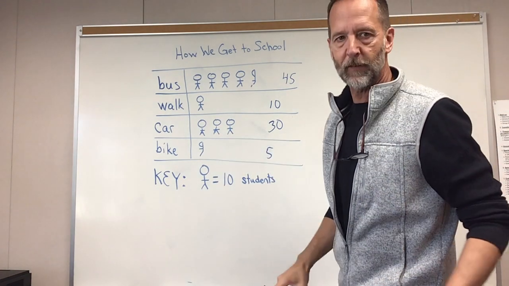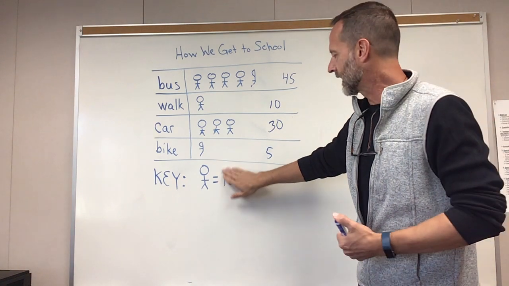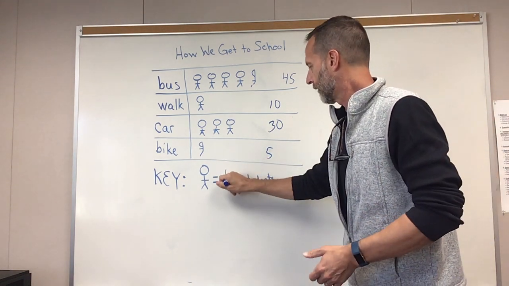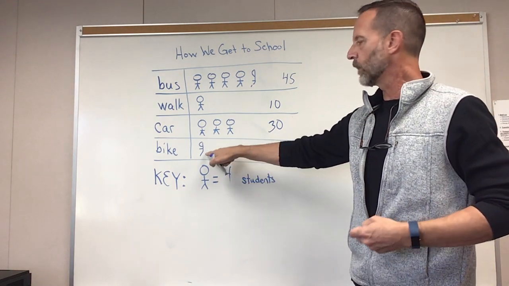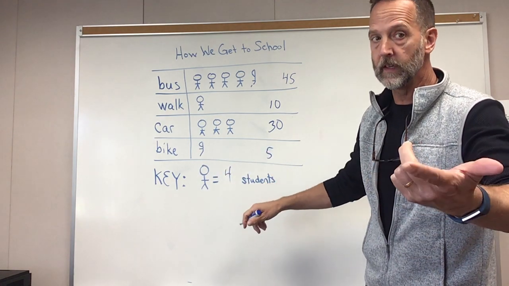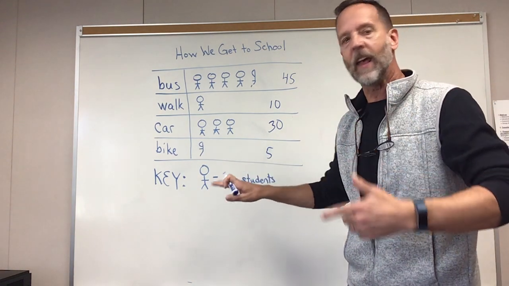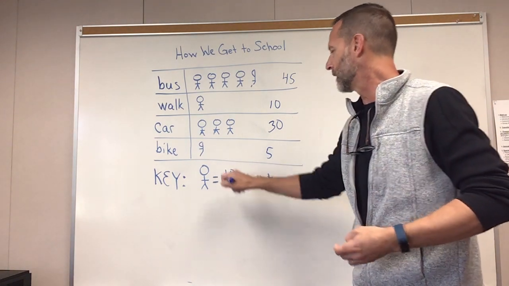Now, I want to go back to the half a stick figure for a minute. What if my key was, instead of 10, what if my key was 4? Well, then what would half be? Then it would have to be half of 4, right? And half of 4 would be 2. If it was 8, half of 8 would be 4. You have to find half of that amount. But I'm going to go ahead and put my 10 back. All right.